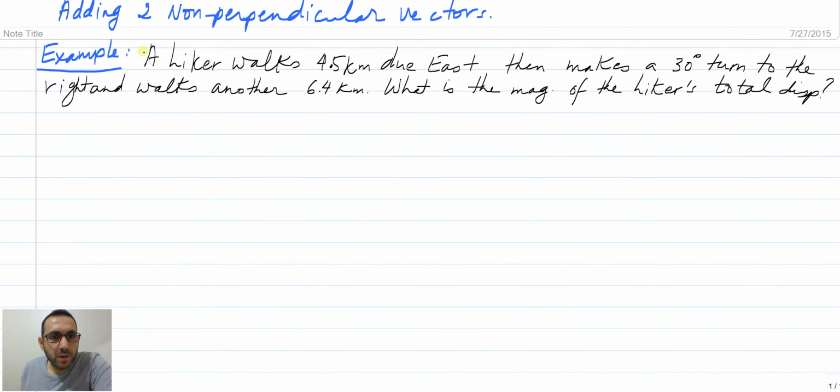In this video we are solving an example about adding non-perpendicular vectors. The example says a hiker walks 4.5 kilometers due east, then makes a 30 degrees turn to the right and walks another 6.4 kilometers. What is the magnitude of the hiker's total displacement?